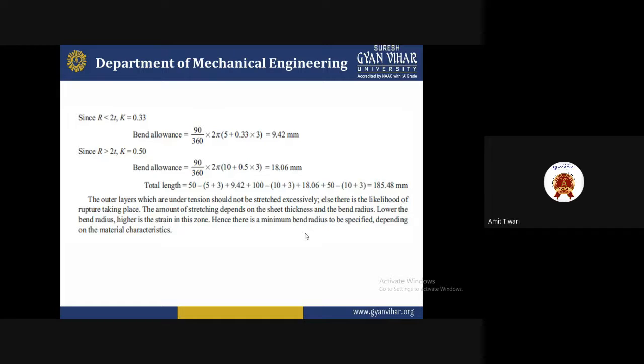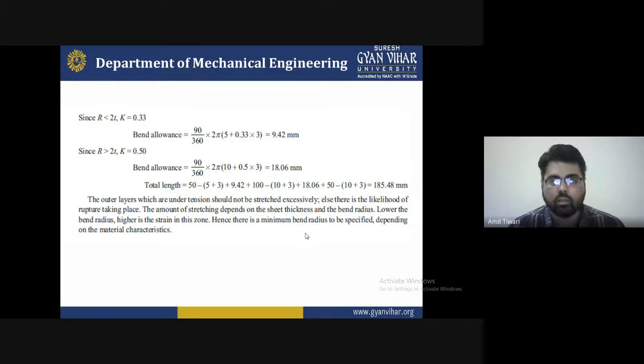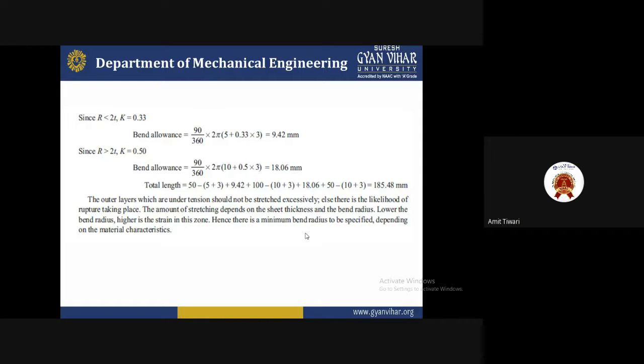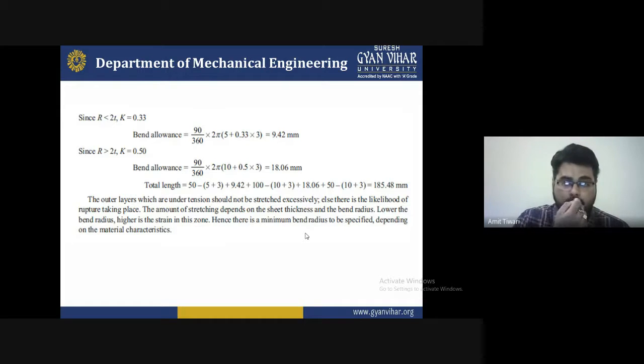So that means it will be indicated for the numerical. Lastly, we can say that the outer layers are under tension. The outer layers under tension should not be stretched excessively, else there is a likelihood of rupture taking place. The amount of stretching depends upon the sheet thickness and the bending radius. So the lower the bending radius, the higher the strain in the zone. Hence there is a minimum bending radius specification, and the metal characterization will be considered for the maximization and minimization of the specification. So these are some terms and conditions which we have.